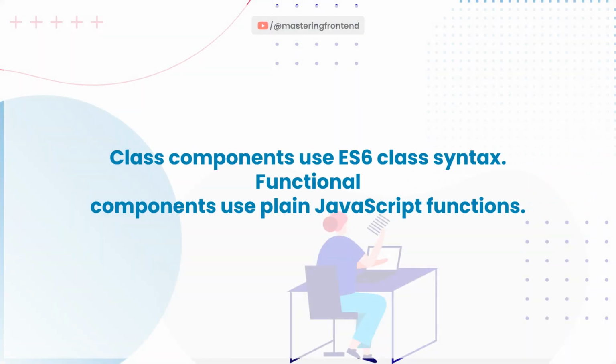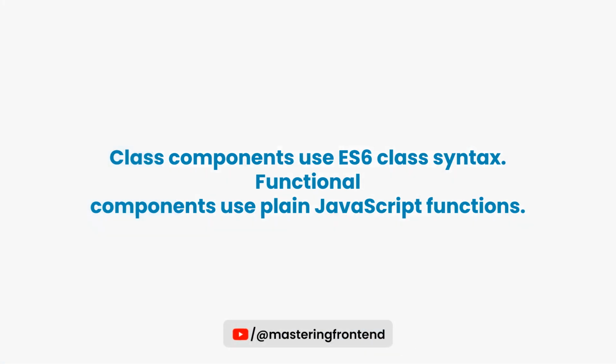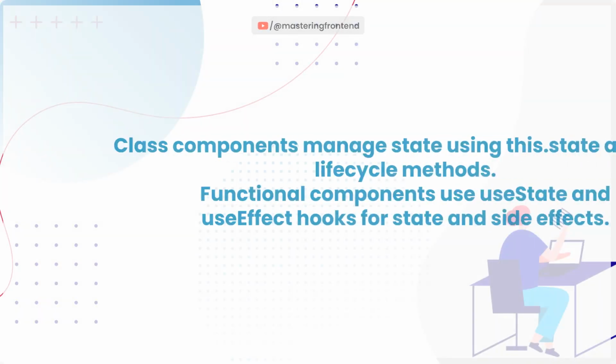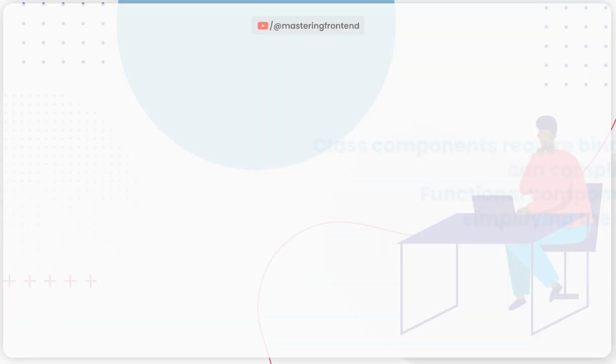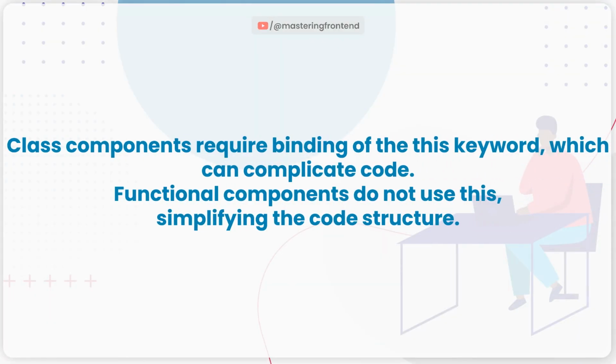Class components use ES6 class syntax. Functional components use plain JavaScript functions. Class components manage state using this.state and have lifecycle methods. Functional components use useState and useEffect hooks for state and side effects. Class components require binding of the this keyword, which can complicate code. Functional components do not use this, simplifying the code structure.